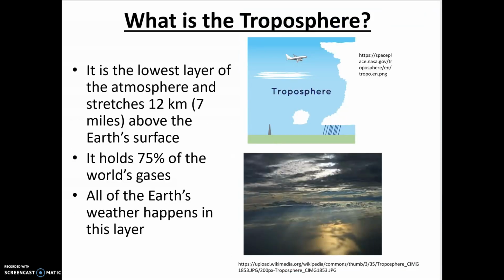The first layer is called the troposphere. This is the lowest layer of the atmosphere. It stretches about 7 miles above the Earth's surface, and it holds most of the world's gases, 75% in fact. The weather that we see on Earth all happens within the troposphere, and most of the things that we experience, such as rain and all the clouds, they form in the troposphere.